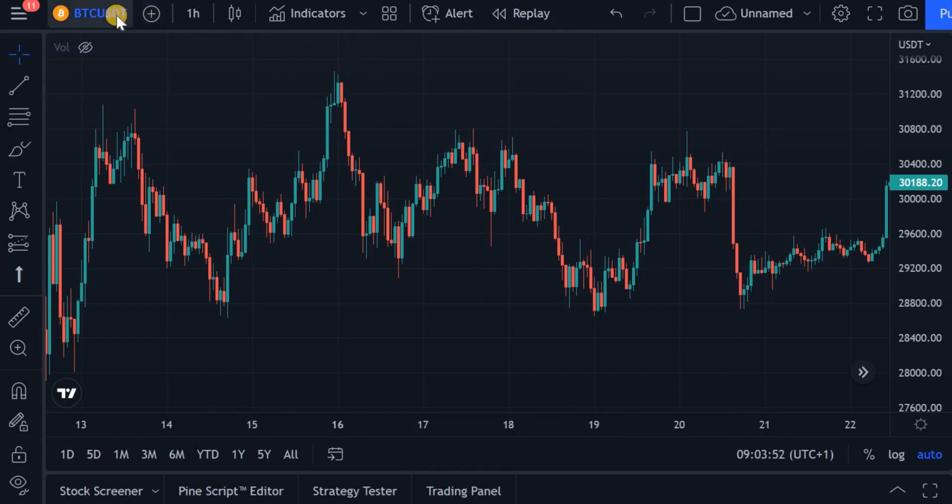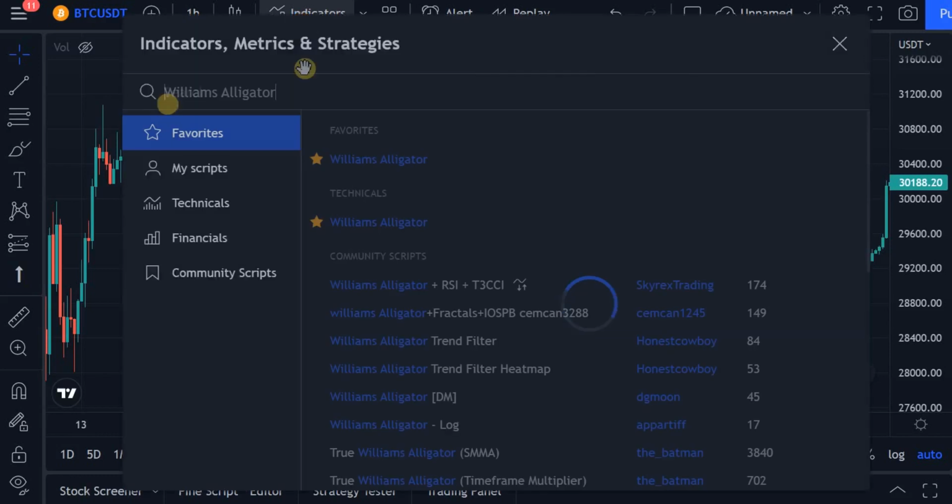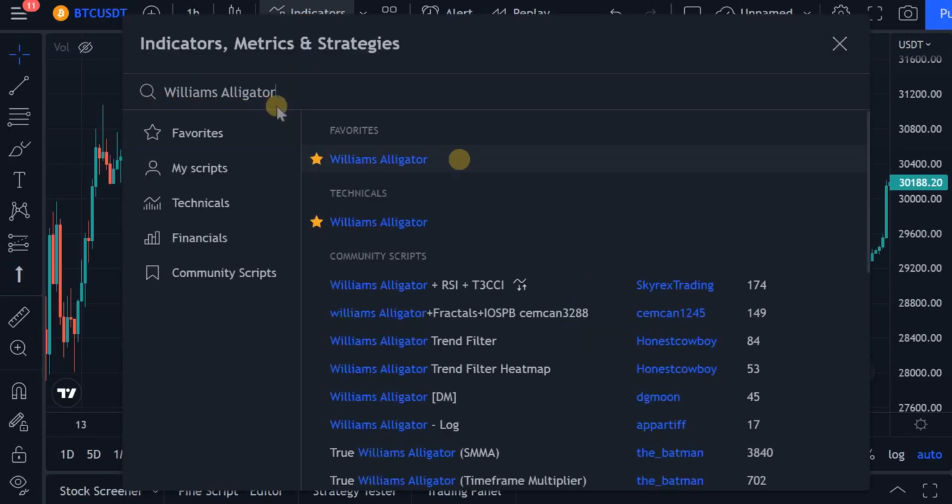Right now, I am on the BTC USDT price chart, and this is the 1 hour time frame. The indicator we are going to use in this video is the Williams Alligator. You go over to this section right here where it says indicators and strategies. You click on this and search for Williams Alligator. This is the exact spelling, and the first result right here is what we are going to use in this video. You click on this.